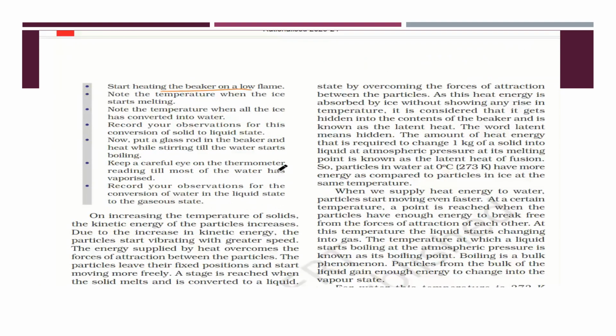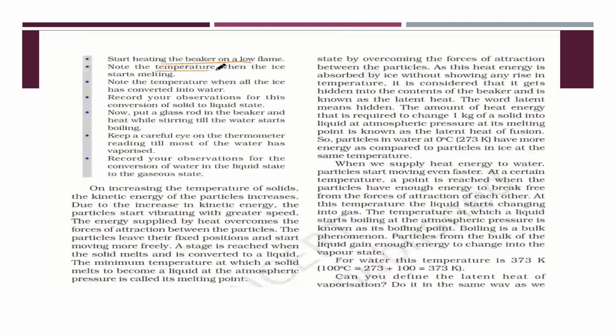We have started heating the beaker on low flame. We are noting the temperature when the ice starts melting. We are noting the temperature when all the ice is converted into water. We are recording our observations for the conversion of solid to liquid state, and now putting a glass rod in the beaker and heating while stirring till the water starts boiling. Now we are observing it carefully. We are taking all the readings of the thermometer till most of the water has vaporized. Now record your observations for conversion of water in the liquid state to the gaseous state.